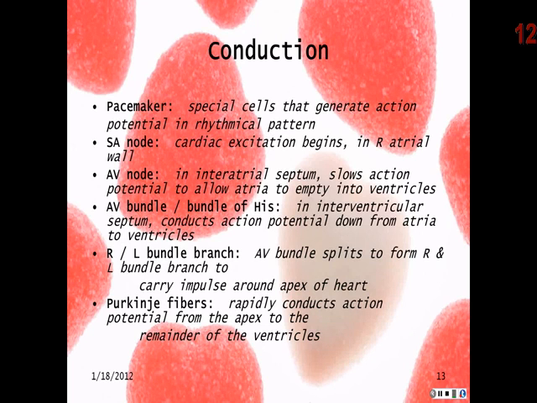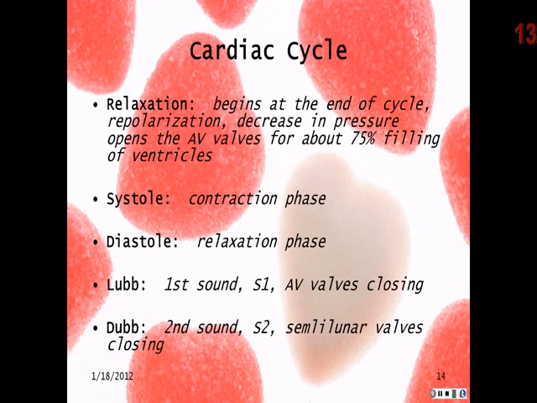The action potential continues to spread down through the AV bundle, or the bundle of His, in the interventricular septum. The right and left bundle branch split to carry the impulse around the apex of the heart. The Purkinje fibers will be used to rapidly conduct the action potential over the remainder of the ventricles.